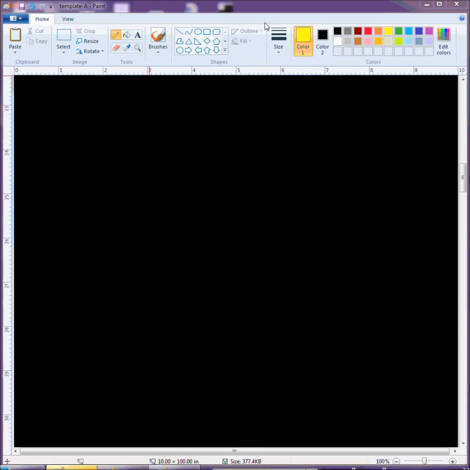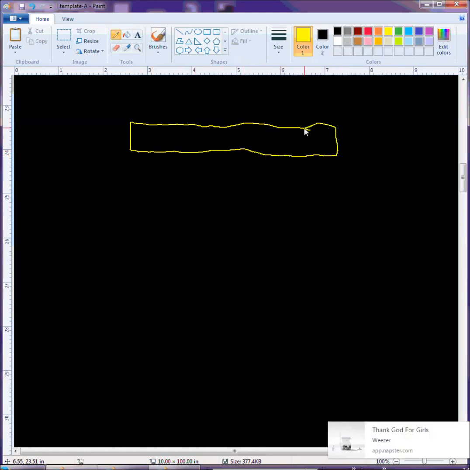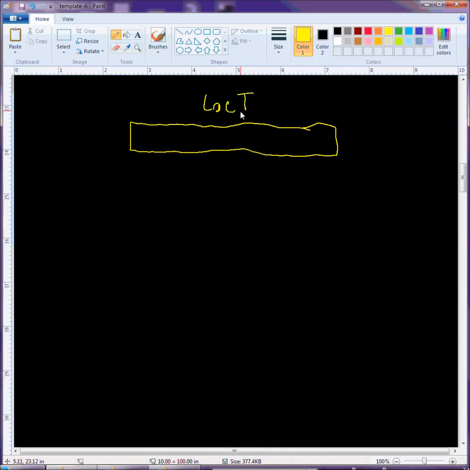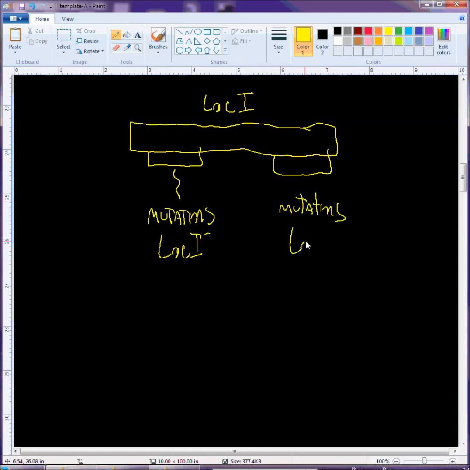Okay, so I think this is pretty simple. What the question is saying is, if this is a diagram of the LAC-I gene, which encodes the LAC-I repressor, then this 5' region here is where the LAC-I minus mutations are found, and down here are the mutations that lead to LAC-IS, the super repressor.